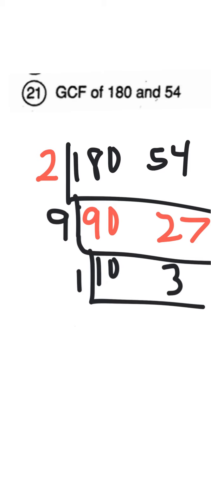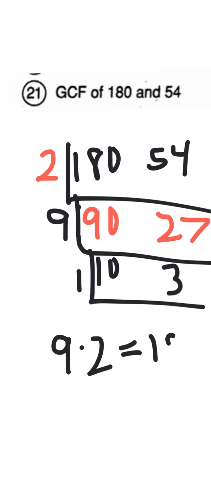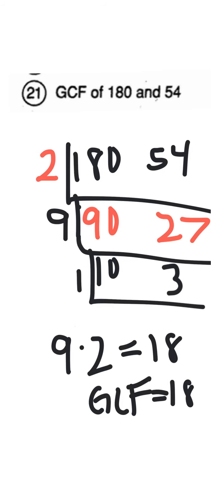So what I'm going to do now is just take my 3 numbers over here on the side, right? 1, 9, and 2. And if you guys want to take a shortcut, you don't need to multiply by the 1, right? It's just 2 and 9, because when you multiply by 1, you're left with the same number. So it's going to be 9 times 2, which equals 18. So our GCF equals 18.